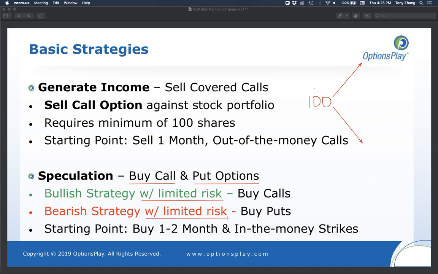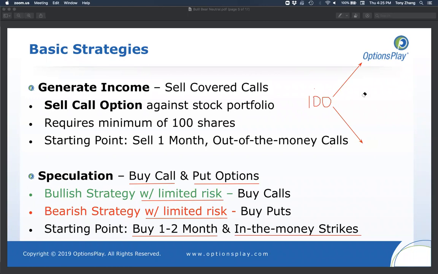And the rule of thumb with these two strategies is you generally want to buy about 1 to 2 months out in terms of an expiration date. You generally want to skew about 1.5 to 2 months out as a general starting point. And you want to start with in the money strikes. So unlike selling a call option, where you want to sell a call that's higher than the current price, when you buy a call option, you want to buy an at the money or in the money strike price.